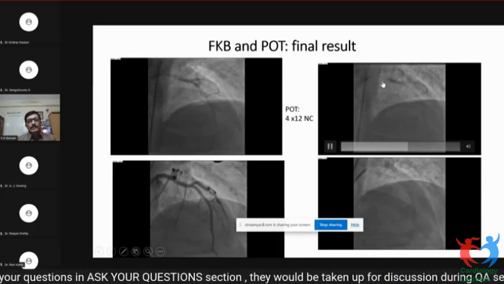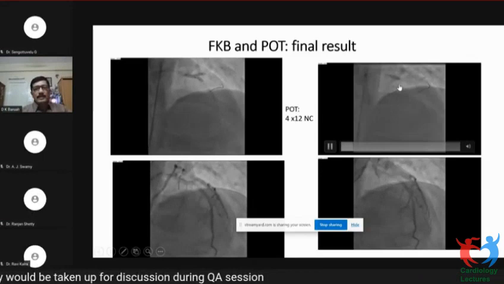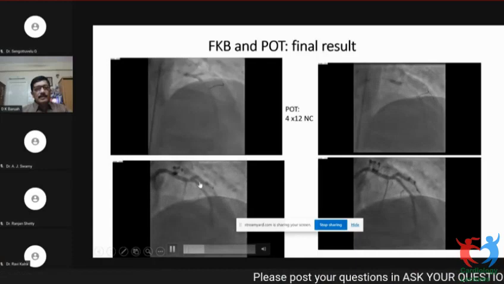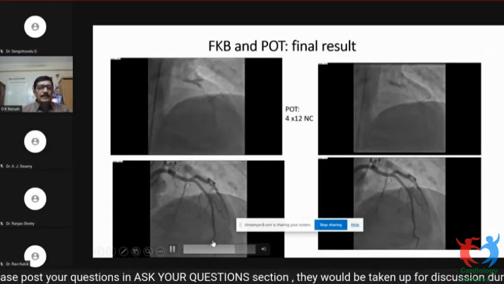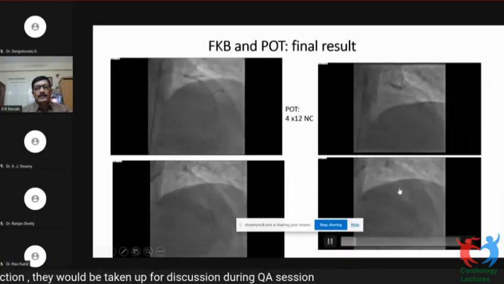Of course we had to do a POT as it has been recommended, and you can see the POT is just before the carina here, and this angiography result was good. There is no significant problem here. There is no significant residual. Both diagonal and LAD stents were looking great. This final POT was done with a 4 millimeter NC balloon.